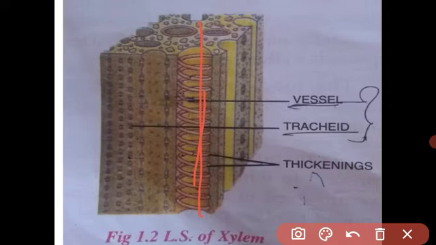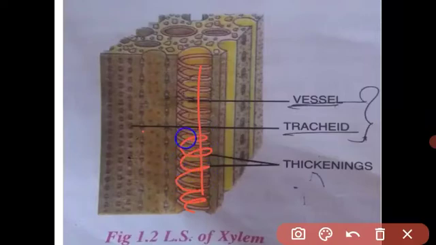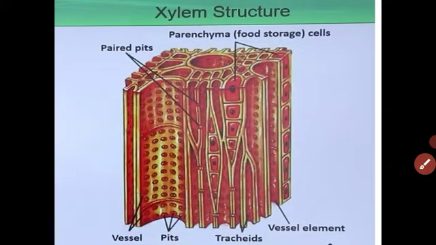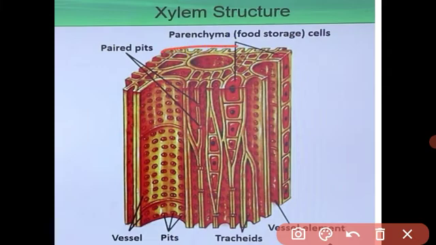Got it? Xylem vessels. This is the tracheid and this is the xylem vessel. It is a tube-like structure, and the main function of the xylem vessel is to conduct the water in an upward direction, and it also gives mechanical support to the plant. See, this is the vessel. This is the tracheid.